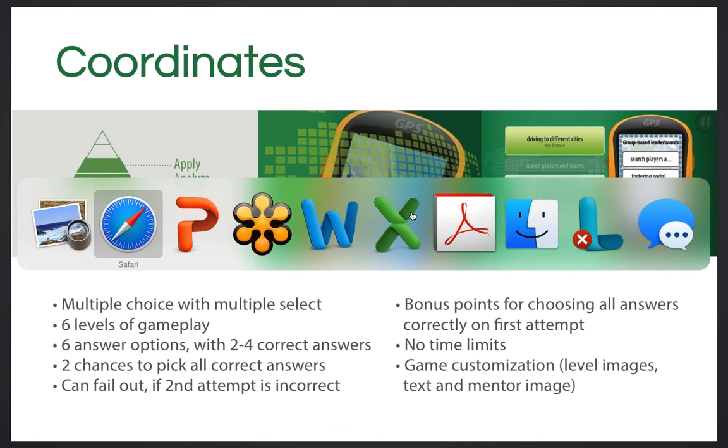We give scoring bonus points for choosing all correct answers on a first attempt. So when you guess incorrectly on your first attempt, if you get one of the answer choices wrong, the second attempt will be awarded with a lesser point value, less credit for your knowledge mastery. Coordinates is a slower paced game, so there's really no time limit. The only pressure players will feel is to answer correctly on their second attempt, just in order to remain in the game itself. And this game is pretty configurable.